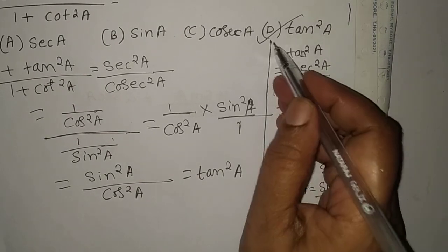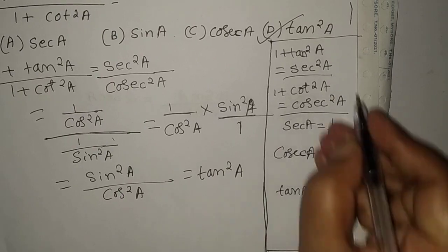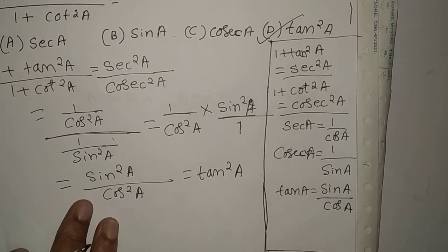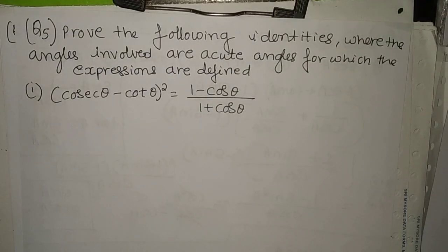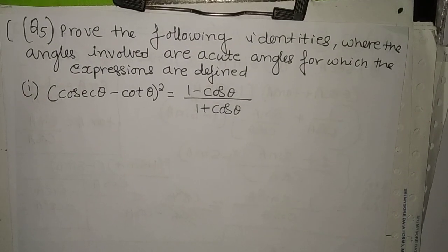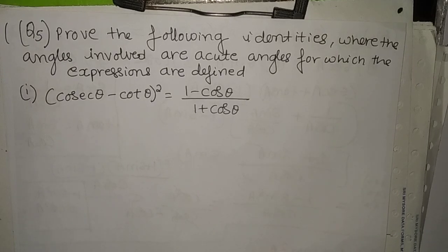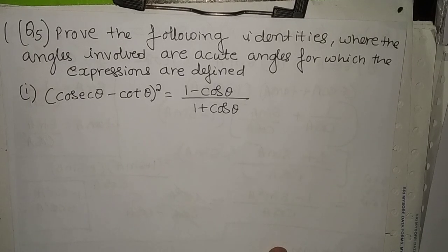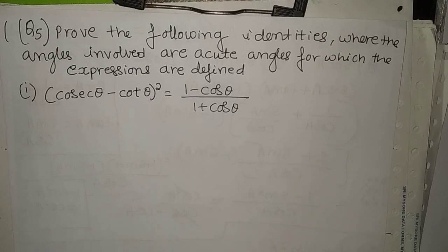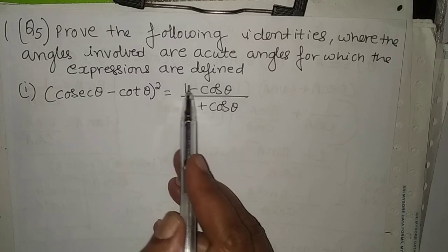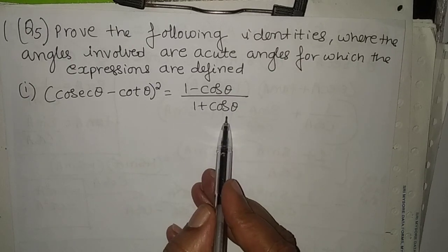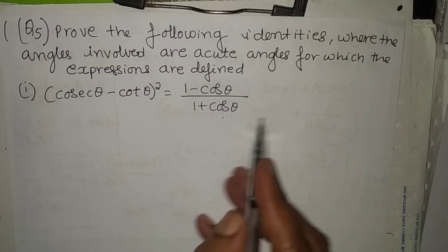Carefully use all these things and substitute. Next we move on to the fifth question. Prove the following identities where the angles involved are acute angles for which the expression is defined: (cosecant theta minus cot theta) the whole square is equal to (1 minus cos theta) by (1 plus cos theta).